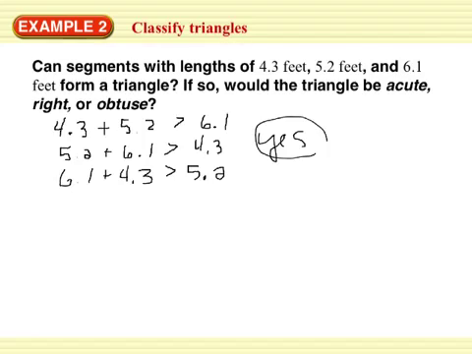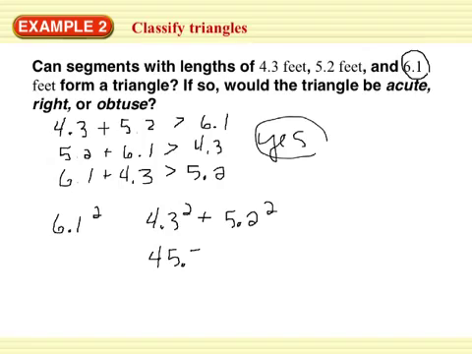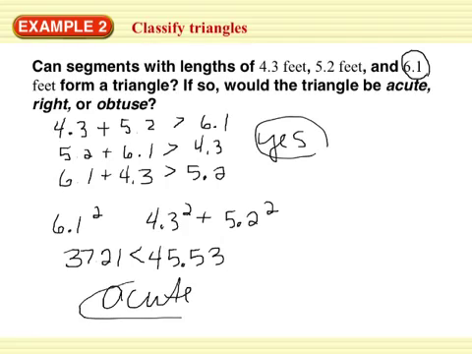Now, would the triangle be acute, right, or obtuse? Pick your longest side, write it first, and then your shorter two sides. Okay, 4.3 squared plus 5.2 squared equals 45.53. 6.1 squared is 37.21. So, since the longest side is smaller, it is acute.